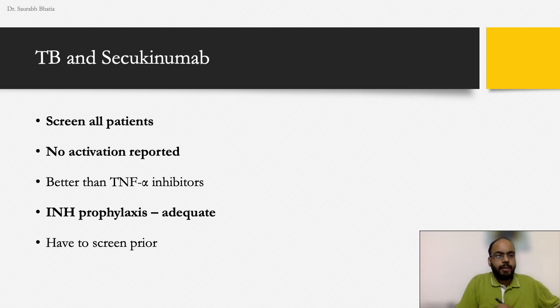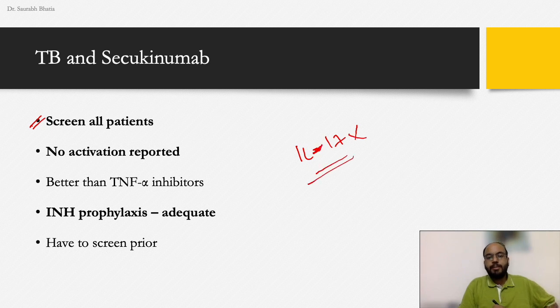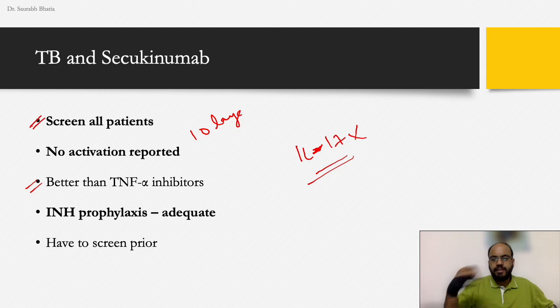Now, TB and secukinumab. Remember to screen all your patients, but also, since it's an interleukin 17 inhibitor, the reactivation of tuberculosis is not as much of a risk as compared to TNF alpha. So it is better than TNF alpha. There have been 10 large studies of secukinumab. I think some of the names are FIXTURE, FIGURE, TRANSFIGURE, STATURE, ERASURE. All these are studies of secukinumab. And in these large studies, none of the patients reported a reactivation or any activation of tuberculosis. So it is comparatively safer in patients as far as TB activation is concerned.